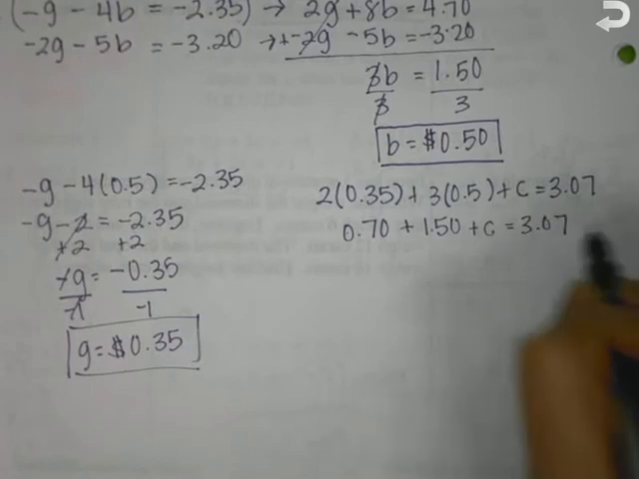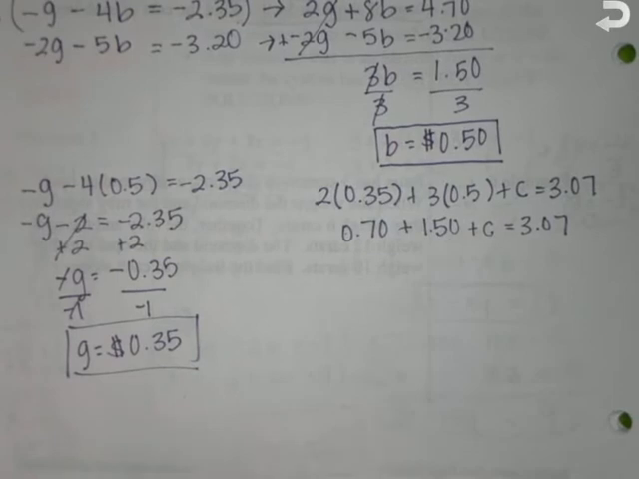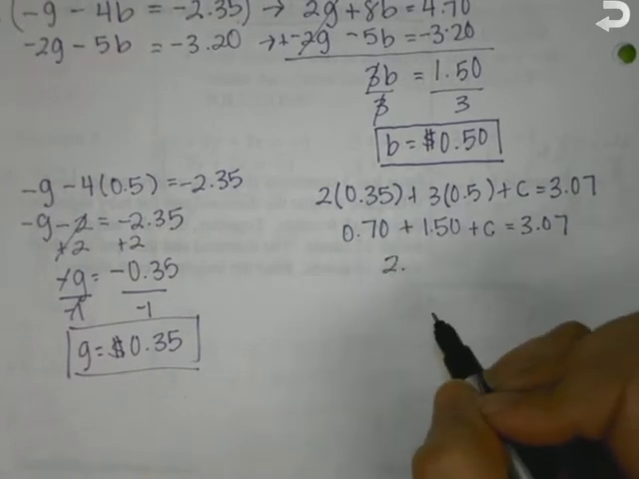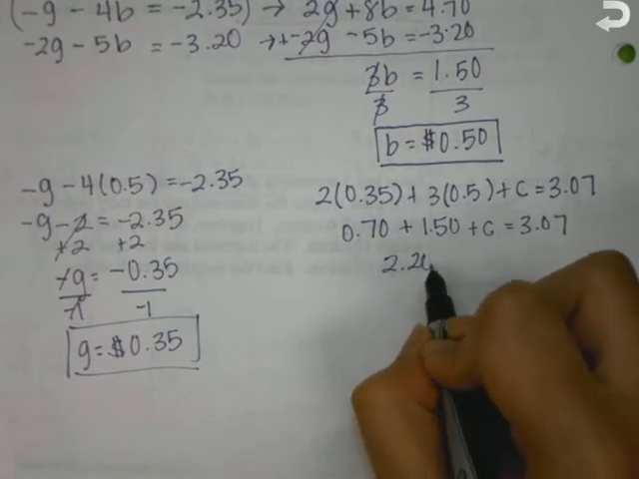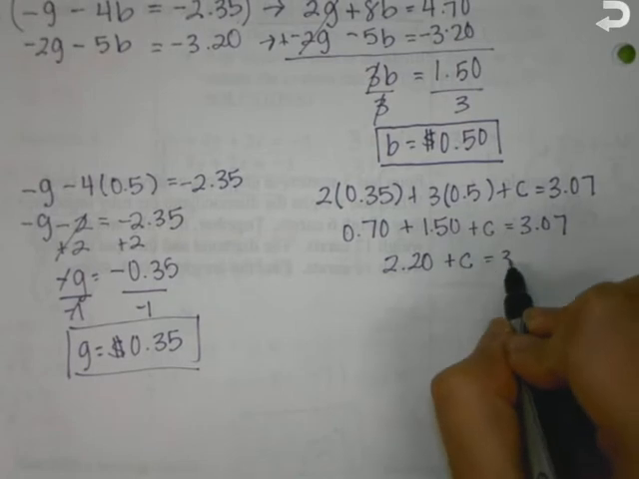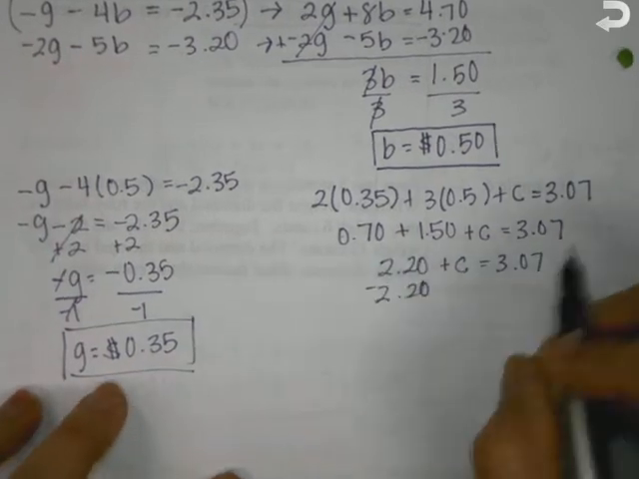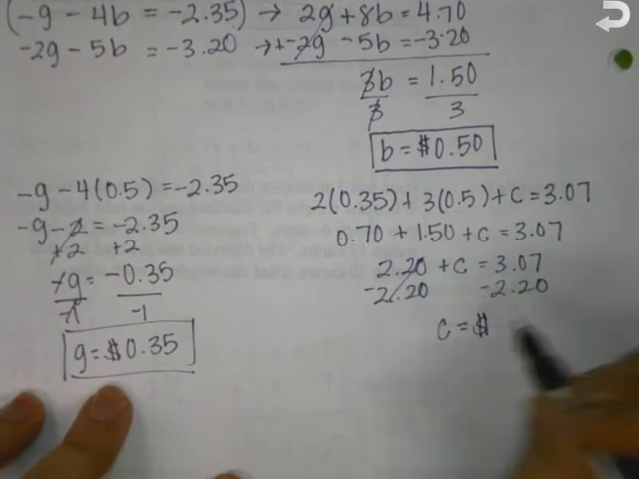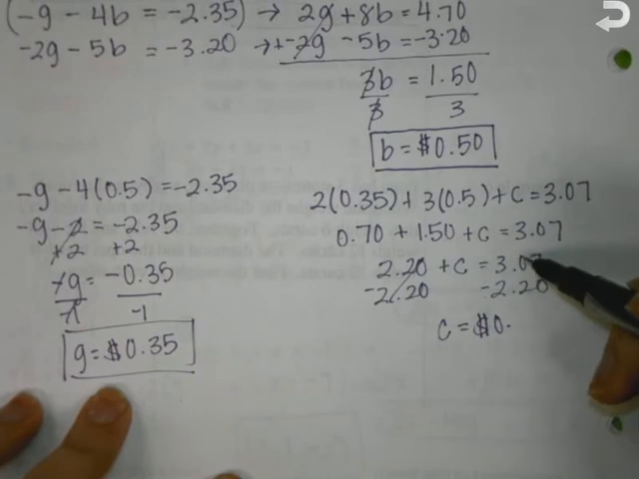70 cents plus $1.50 is going to give me 2. What do you guys get? 20? Yeah. Plus C equals 3.07. Subtract $2.20. So C is going to equal 87 cents. Yeah. So chips cost 87 cents. Candy bars cost 50 cents, and gum costs 35 cents.